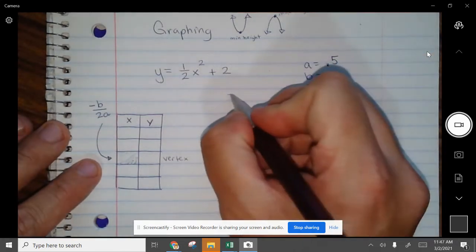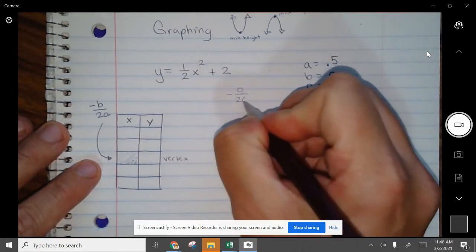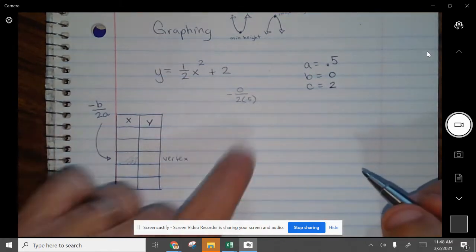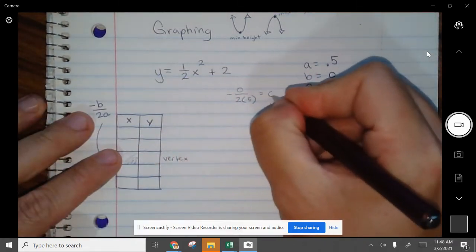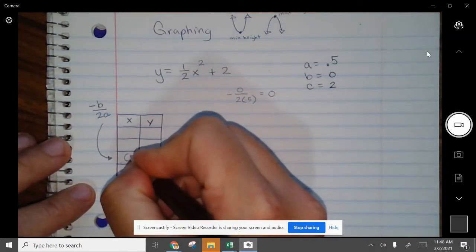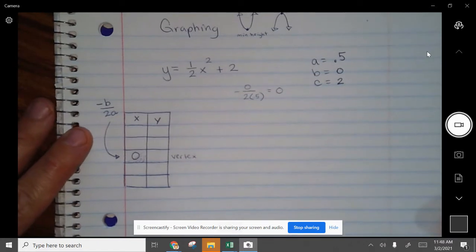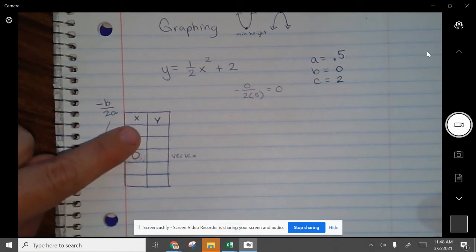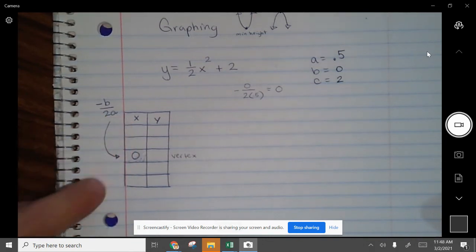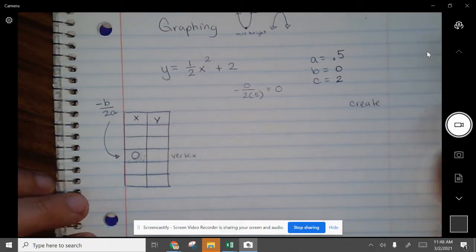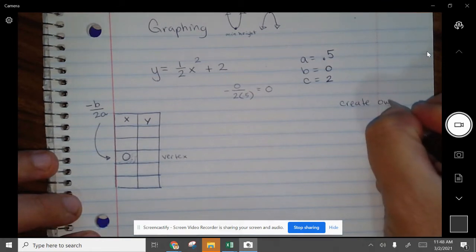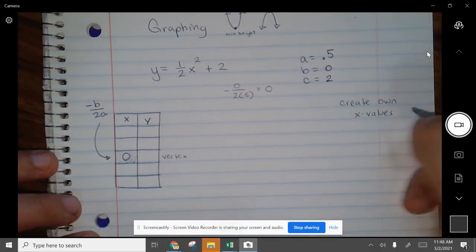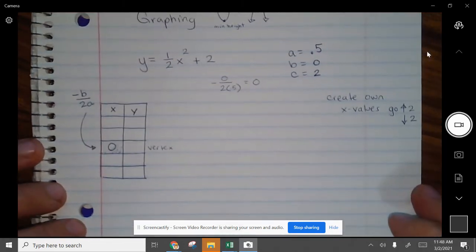Well, I look at negative b. I have negative b over 2 times a. Well, 0 is a numerator. When 0 is a numerator, the answer is 0. Okay, so 0 goes here. All right, now let's talk about what we do with this table. Remember, you're allowed to go up 2 and down 2. You're allowed to create your own x values. That's the next step. So I know we're not doing fancy notes, but create your own x values. Go up 2, down 2. Okay, hopefully that makes sense.